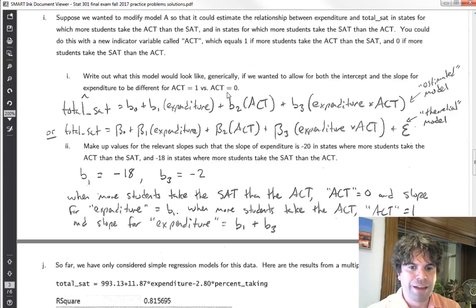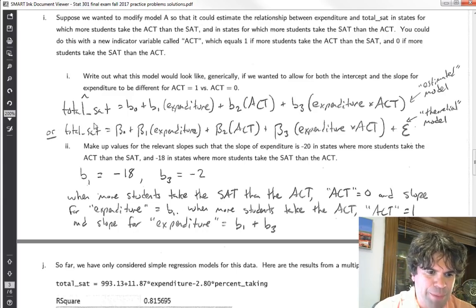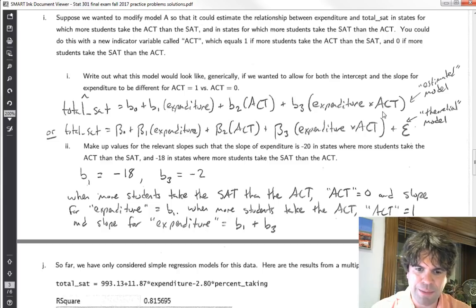We have to take the variable expenditure and the indicator variable ACT and multiply them by each other. What this is going to do is create a term that will allow the slope to be modified when ACT equals 1 relative to when ACT equals 0. And so this is what it looks like in general. This top line is writing it out as though it's the estimated model with the B's. The bottom line is writing it out as though it's the population or theoretical model with the betas.